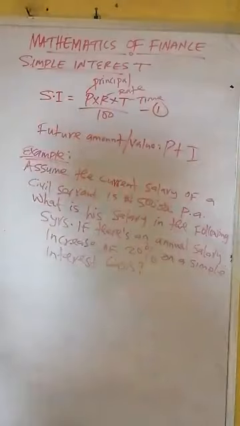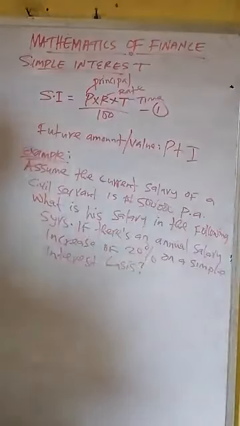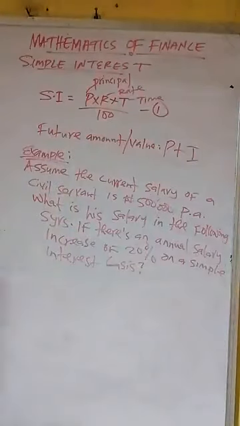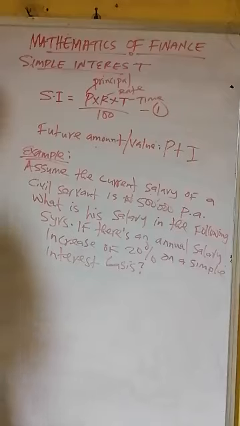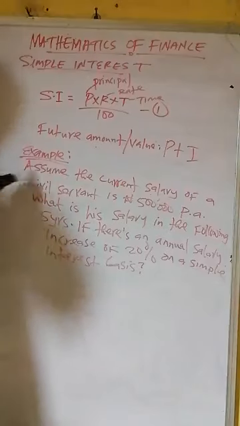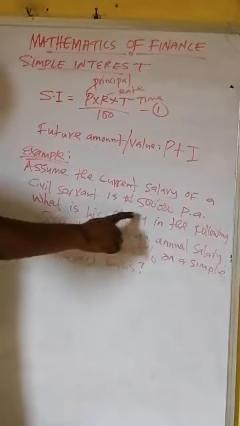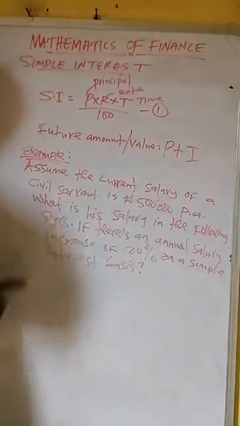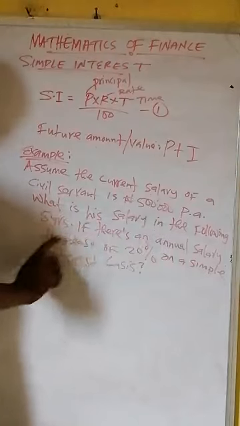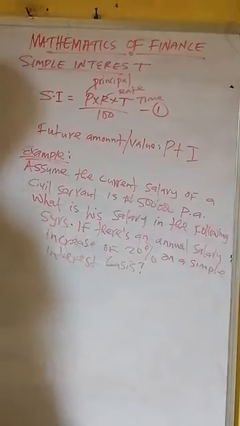Okay, we are told to do what? To compute the salary in the following 5 years on a simple interest basis. There's an annual increment of 20% on the salary. Now, assume the current salary of a civil servant is 500,000 naira per annum. What is his salary in the following 5 years if there is an annual salary increase of 20% on a simple interest basis?